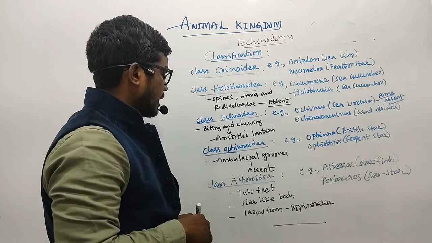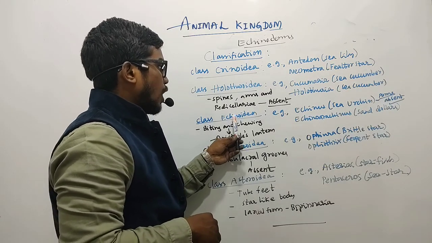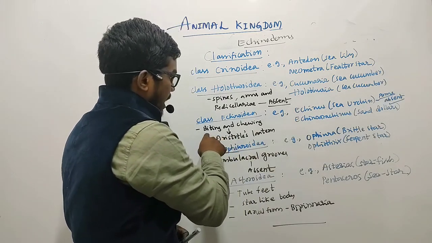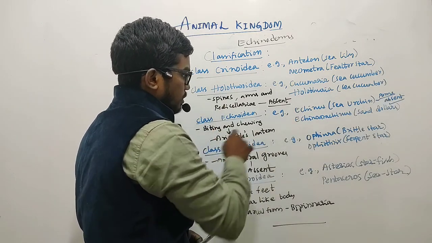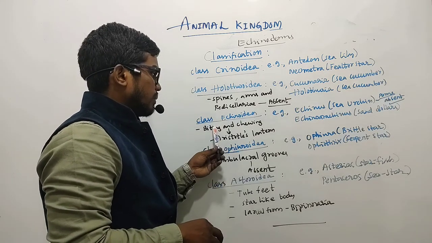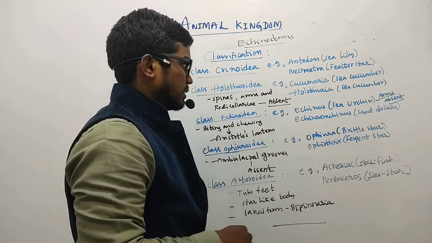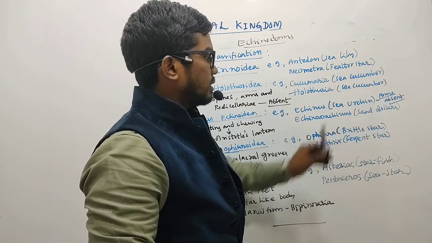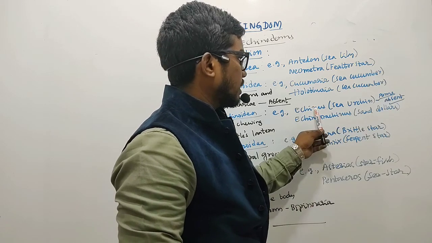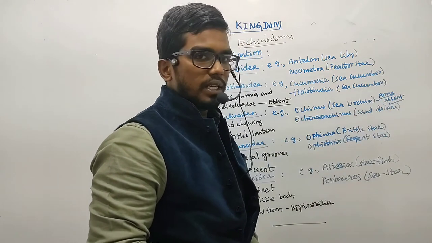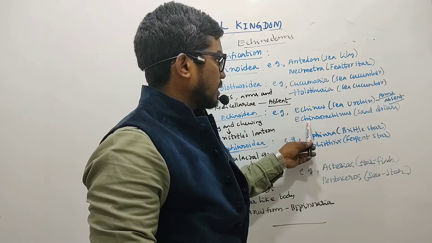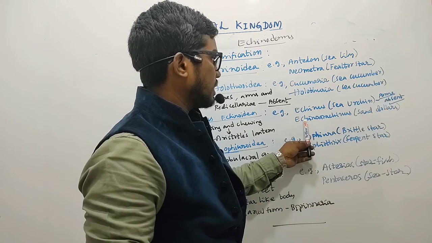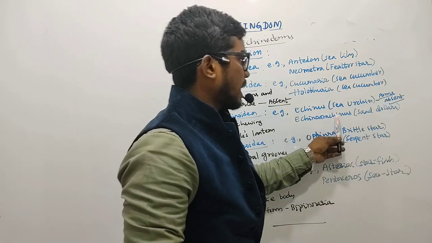Then the third class we have here is class Echinoidea. This Echinoidea has one special structure called Aristotle's lantern, which helps in biting as well as chewing. Examples are Echinus, which is called sea urchin. One more point you need to note here is that in case of Echinus, the arms are completely absent. One more example here is sand dollars, zoologically referred to as Echinarachnius.